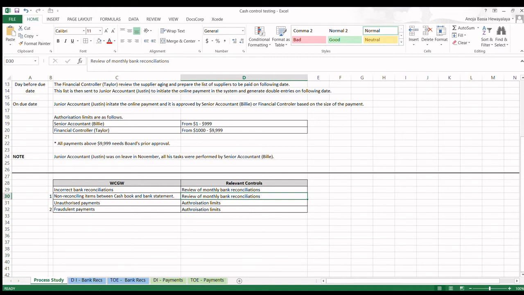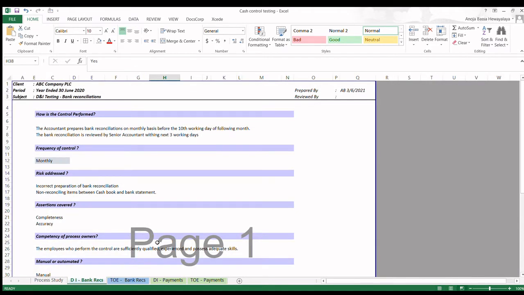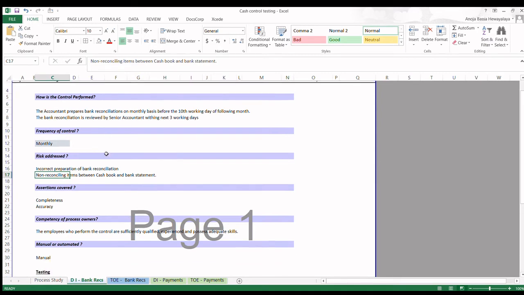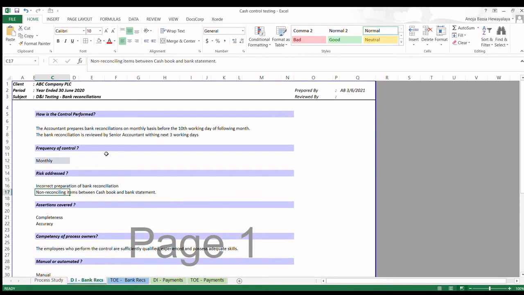Next, I'm going to see the design and implementation of the process. Here in this sheet, I have documented important aspects of the process to evaluate the design and implementation. First, how is the control performed? I have just copy and pasted the same thing I had documented in my process study. The accountant prepares within 10 days and then the senior accountant reviews within the following 3 days. And how frequently? It's monthly. I have added a list here. If it was weekly or daily, I could select that.